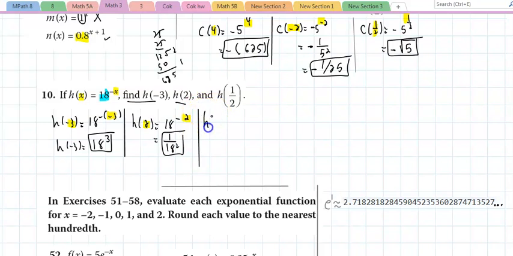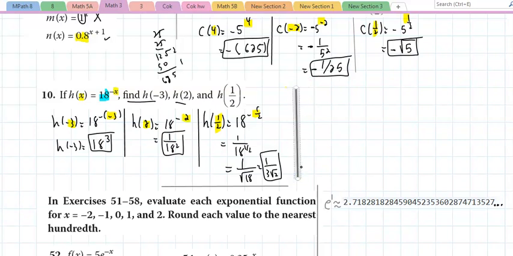And if I take h of 1/2, that's going to be, I'm sorry, not 8, 18 raised to the 1/2, and that would be 1 over 18 to the 1/2, and that is 1 over the square root of 18, which is 1 over 3 radical 2. You could rationalize, but that's not a big deal. For now, we just want to get the hang of this.